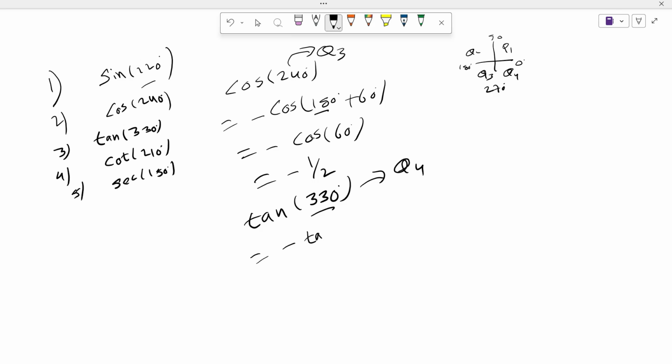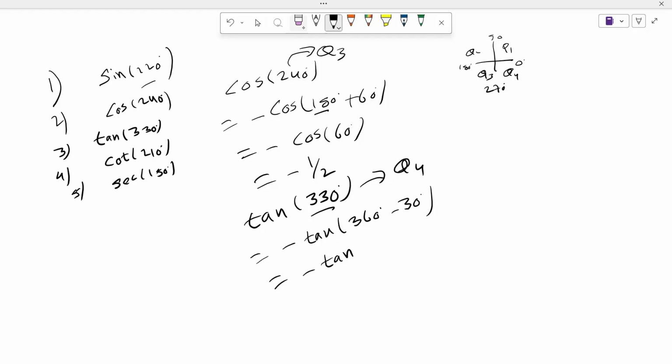Then split the angle into two parts. So 330 degrees we can write as 360 minus, because we have to always take an even number, right? So we will go in reverse. 360 degrees minus 30 degrees. Okay, so that is equal to minus tan of.